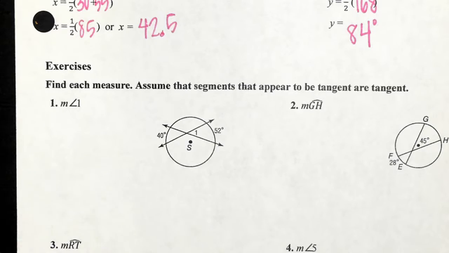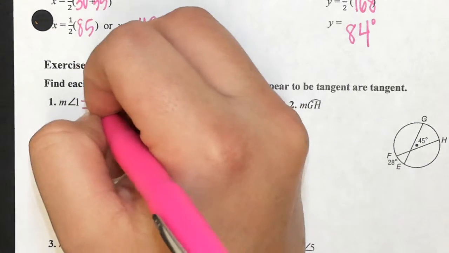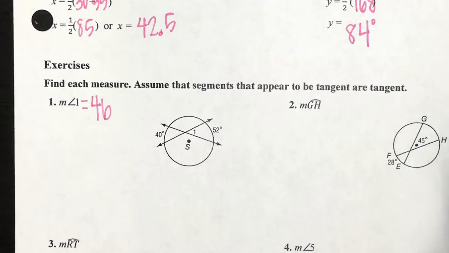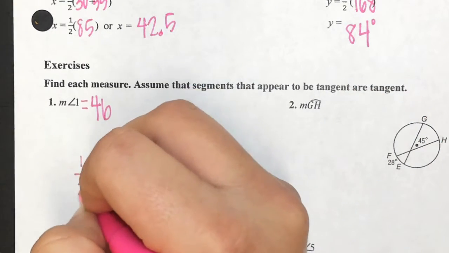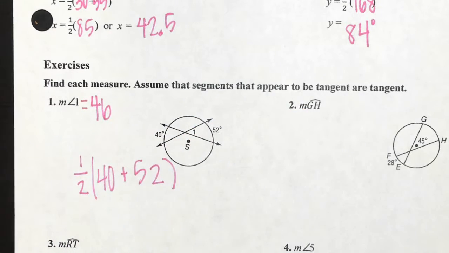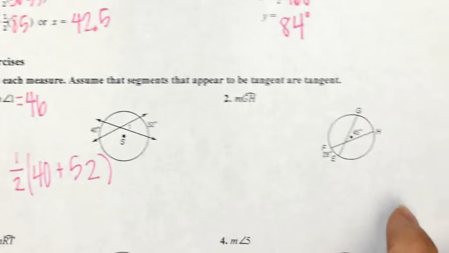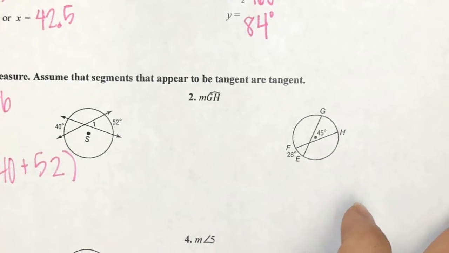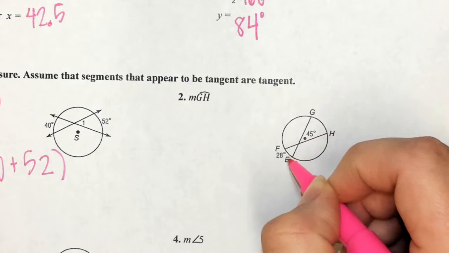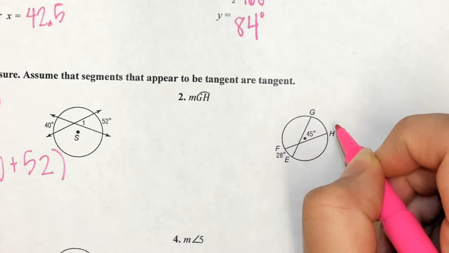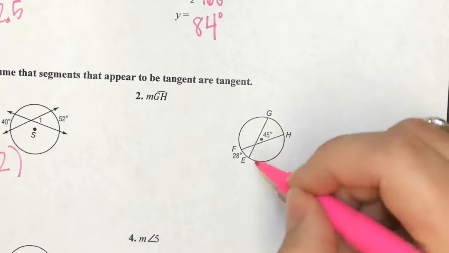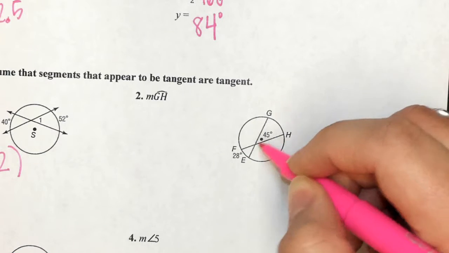What'd you get? Good, 46. So you take these two and add them, and then divide by 2. So you would have 1/2 40 plus 52. Okay, there's a difference in number 2. Number 2, we are given this angle, and we're given this arc, and we want to find this other arc. You know the formula, just reverse it. So I know that if I add these two and divide them in half, I will get this angle.